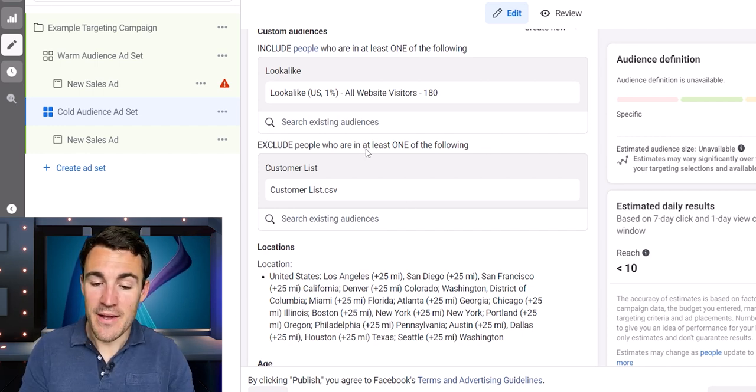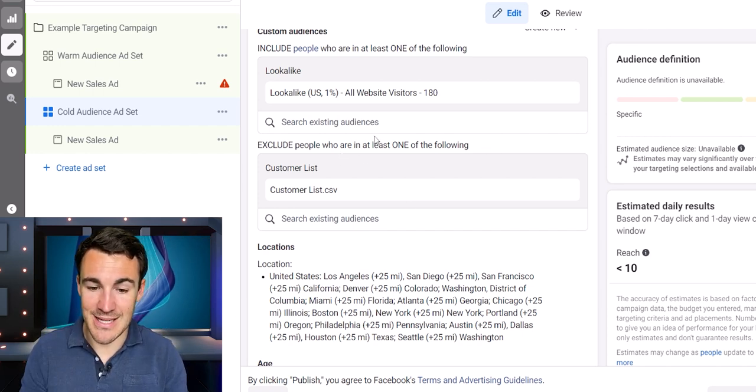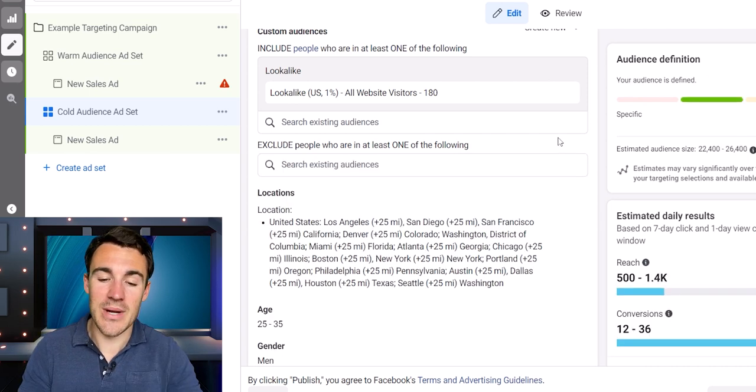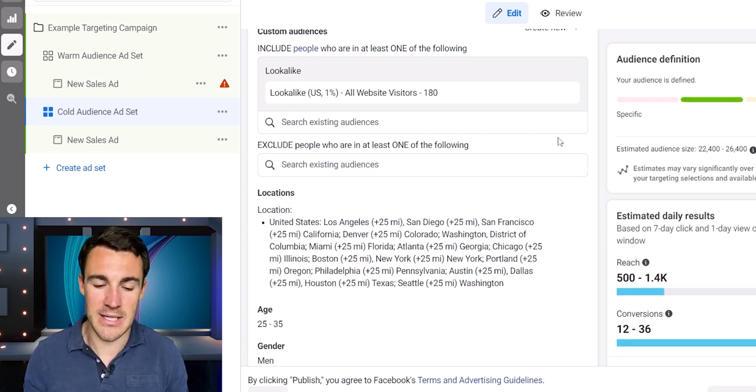Just to clarify, this is not us targeting people on the customer list here. This is the way this is set up: exclude people who are at least one of the following. This is designed to exclude anyone from previous customer lists, so none of those people would see ads. I would absolutely get rid of that. That's a big targeting mistake.